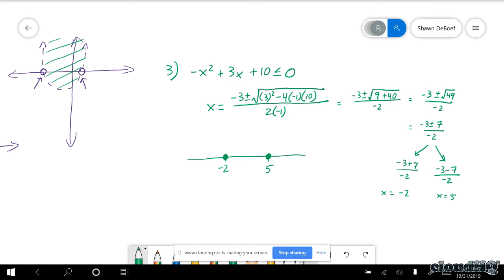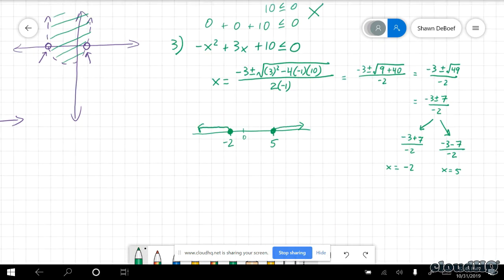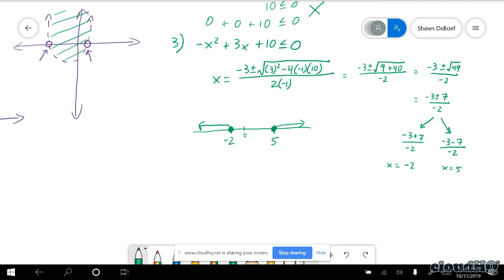So we can test the number. Test 0, and 0 is between them, right? Test 0 and see if it works. I get 0 plus 0 plus 10 is less than or equal to 0. Is 10 less than or equal to 0? No. 0 should not be graphed. I should not be graphing between them. So instead, the solutions are outside of there, to the right of the 5 and to the left of the negative 2. So remember how we write that. x is less than or equal to negative 2, or x is greater than or equal to 5.